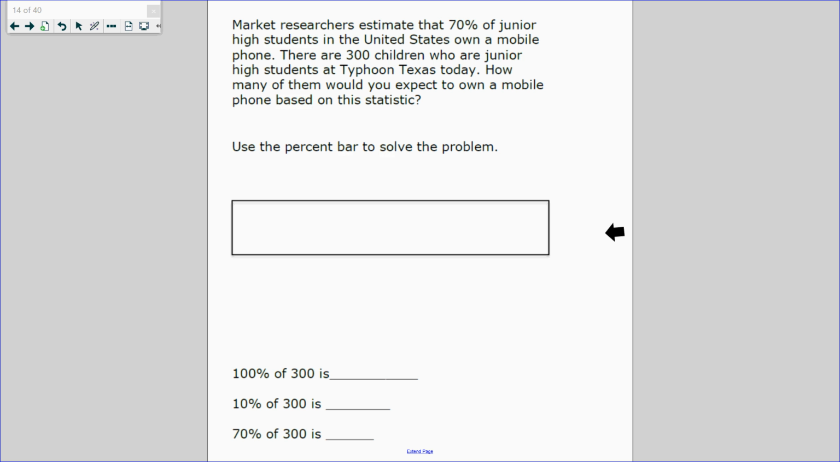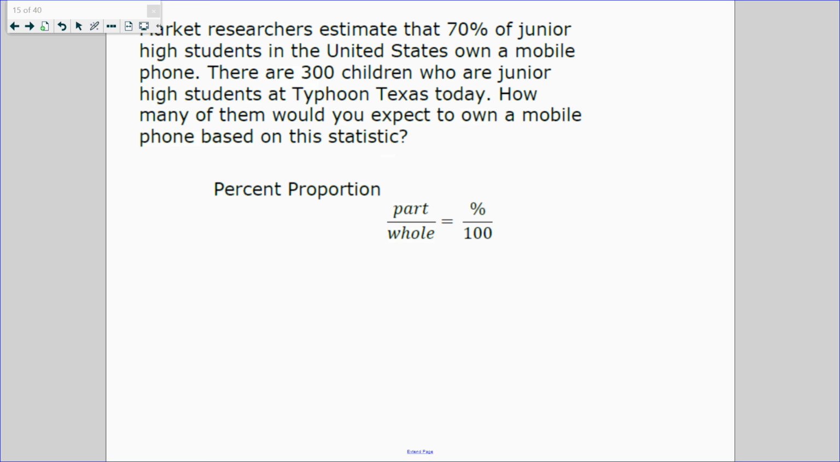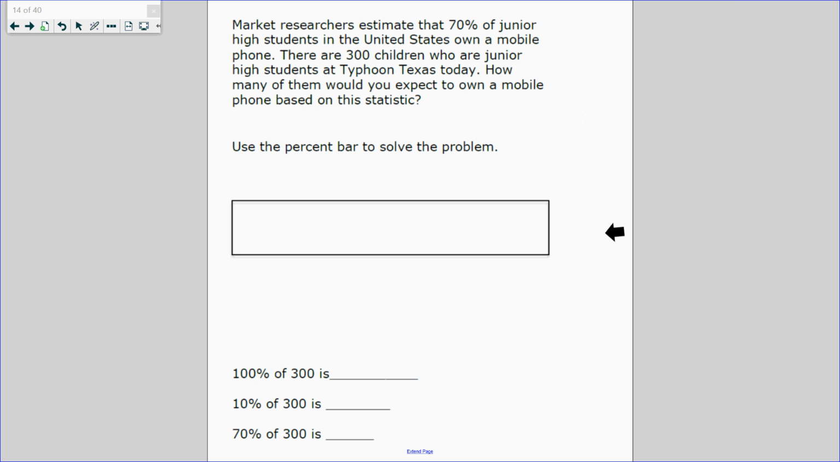Market researchers estimate that 70% of junior high students in the United States own a mobile phone. There are 300 children who are junior high students at Typhoon, Texas today. How many of them would you expect to own a mobile phone based on this statistic? Use the percent to solve the problem. There are ways to solve it. You can use the percent bar, or you can solve it using a rate table. We're going to do both of them because I want you to be fluent in both.